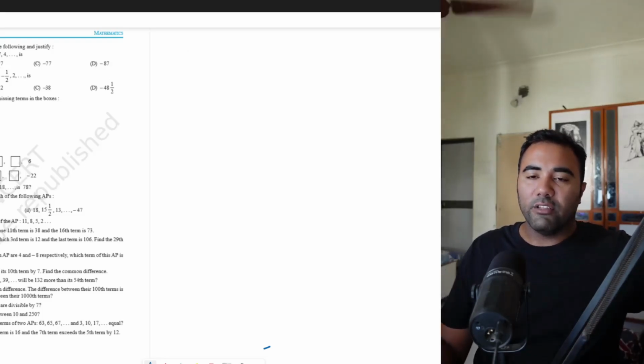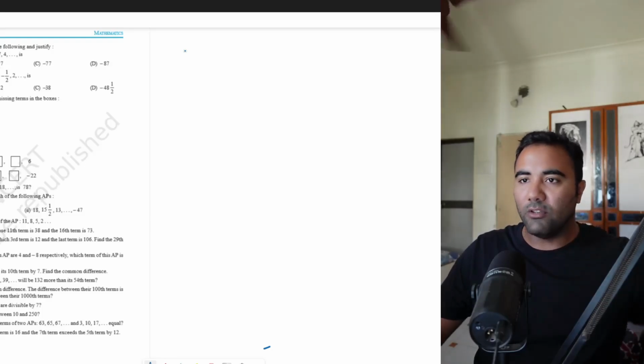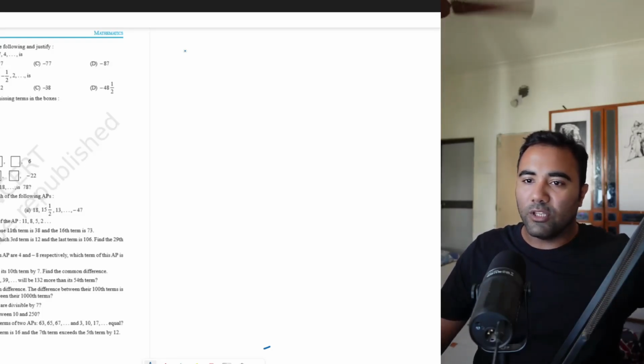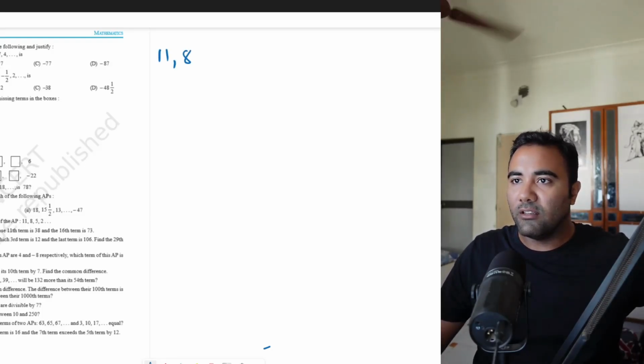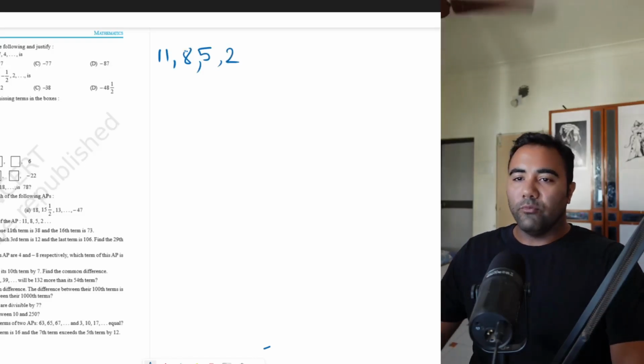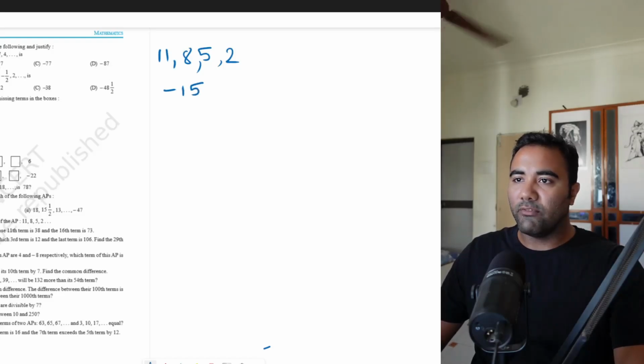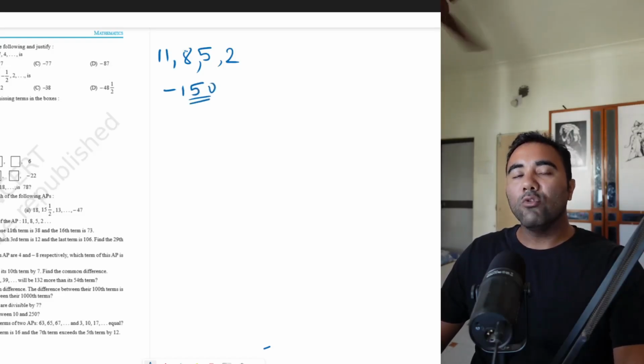Check whether minus 150 is a term of the AP. The question is very similar to what we have been doing so far. The AP that is given over here is 11, 8, 5 and 2. And we need to check if minus 150 is a term or not. How do we do this?